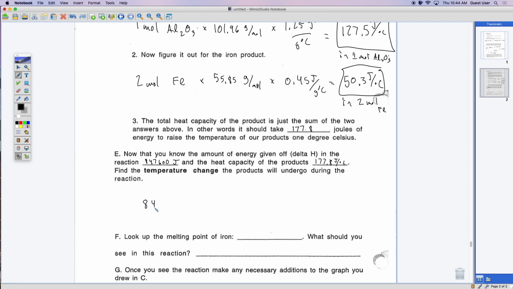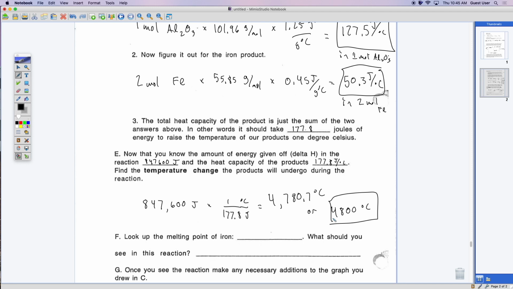All right, you should have used 847,600 joules. You should have multiplied it by the inverse, 1 over the 177.8 joules, so that our unit conversion gets us in degrees Celsius, to get 4,780.7 degrees C, or with sig figs, 4,800 degrees C. So we're going to change this temperature by 4,800 degrees C.